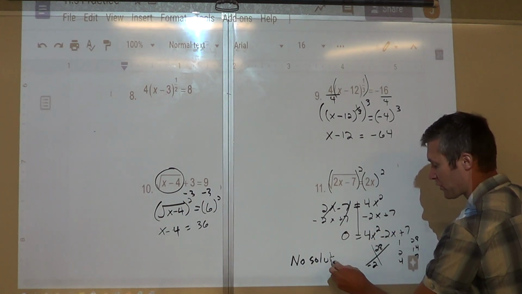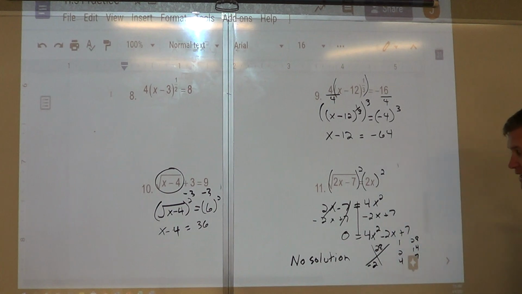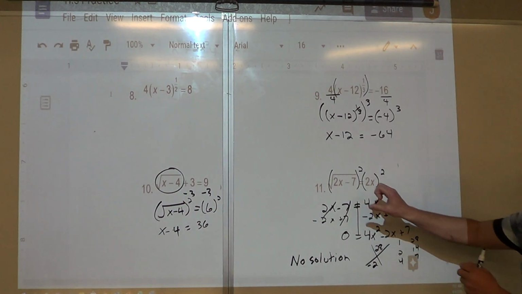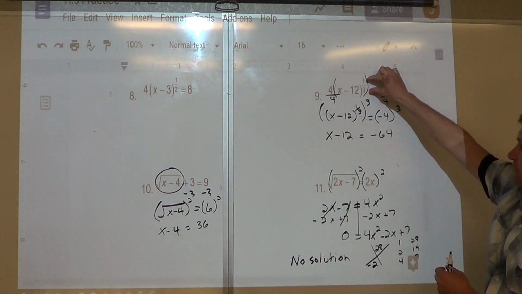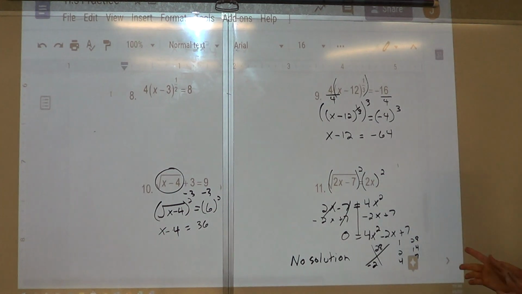So I just want to go through those. Our goal all the time is to isolate our radical, or if it's in exponential form, isolate it first, and then take the appropriate power. So either raise it to the 2nd power or the 3rd power.